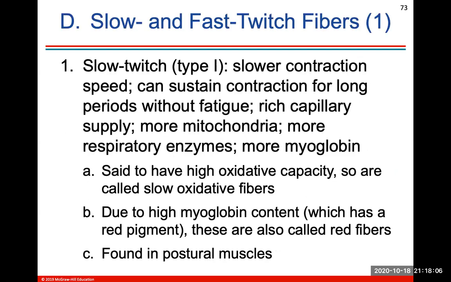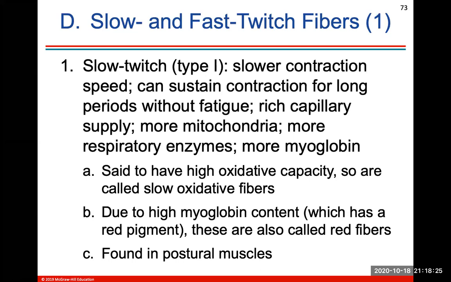But I want to talk a little bit about slow and fast twitch fibers. Slow twitch fibers have slower contracting speeds. They can sustain contraction for long periods without fatigue. They have a rich blood vessel supply, lots of mitochondria, more respiratory enzymes, and more myoglobin.